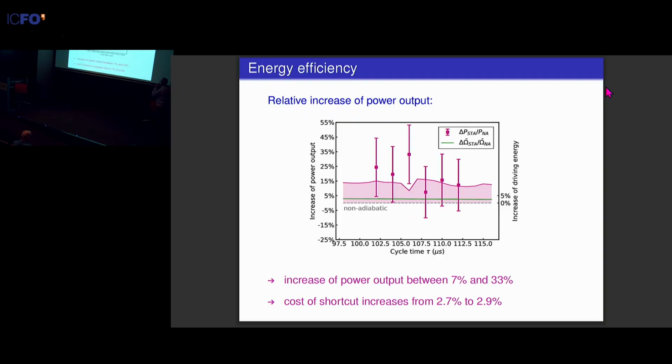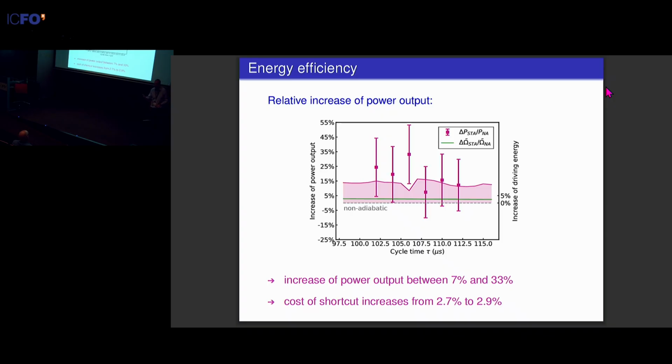And the same question as before, how much does it cost? The same as before, right? So that's the power now. The increase is between 7 and 33%. Again, it's almost 30%. And the faster you drive, the more energy you need to reduce this unwanted non-adiabatic transition. But the increase is almost nothing, from 2.7% to 2.9%.